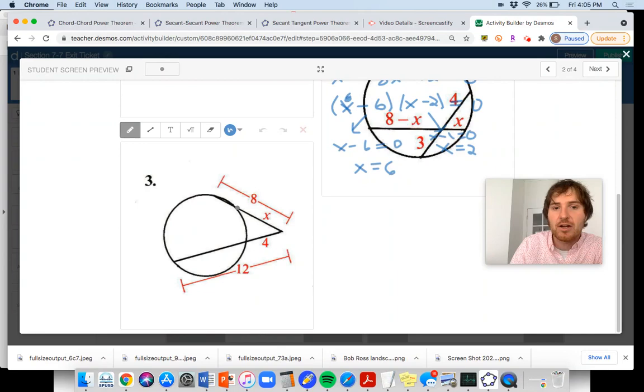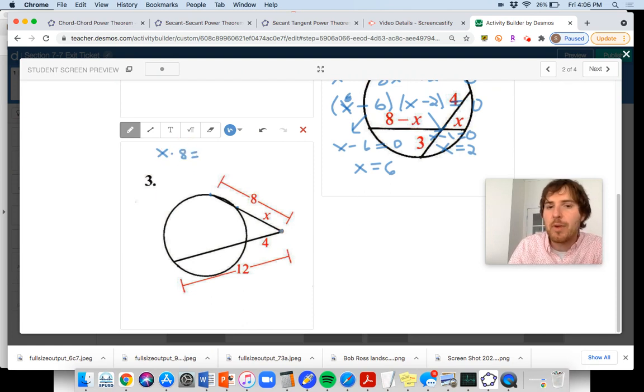Here we have a secant, because this isn't a tangent; it's intersecting two points here. So it's a little coordinate here. But anyways, we're going to go power of the point. Point to circle times point to circle. Well, that's easy enough. This is simply going to be x times 8. There's your power: 8x.